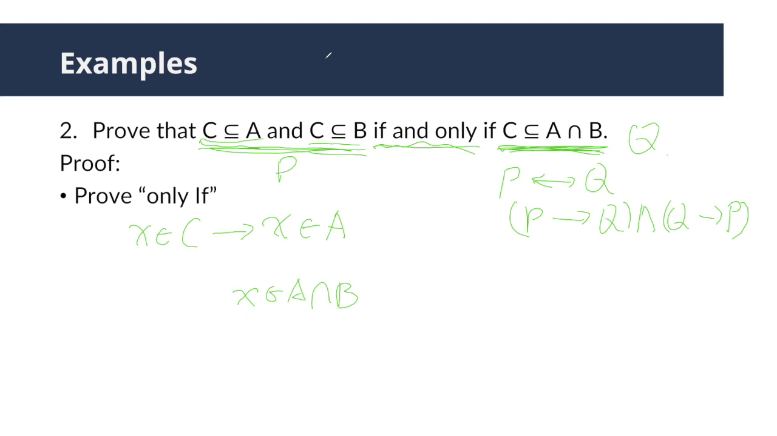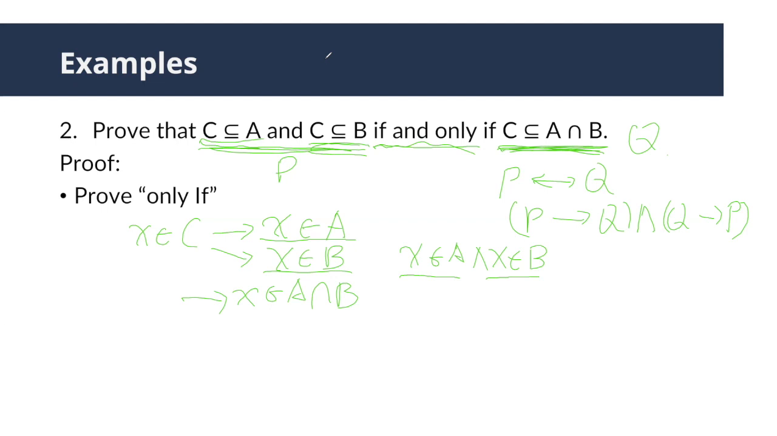Similarly, we can also imply from X is an element in C to X is an element in B. This is because C is a subset of B. Now, if we know X is an element in A, X is also an element in B, and by one of the inference rules we can imply X is an element in A and X is an element in B. Now, by the definition of intersection, if X is an element in A and X is an element in B, X is therefore an element in the intersection of A and B.